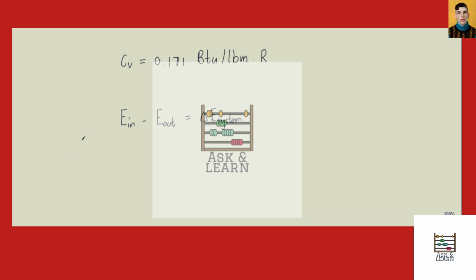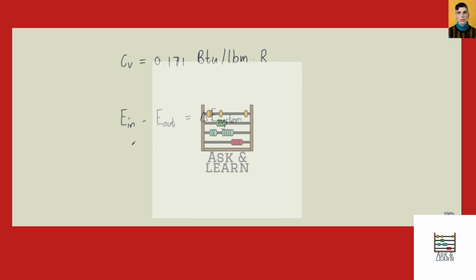An insulated rigid vessel contains air, and a paddle wheel supplies work to the air. We want to calculate the work supplied and the final temperature. We assume that the air is an ideal gas, the kinetic and potential energy changes are negligible, and the constant specific heats can be used for air. Now we have a constant specific heat, a constant volume of 0.171 BTU per pound mass R. We get this from our table.